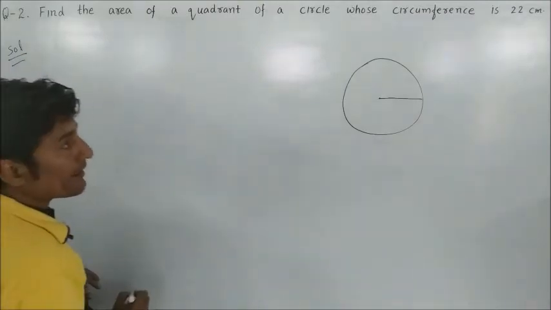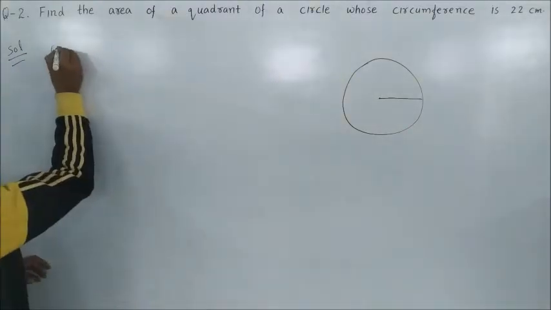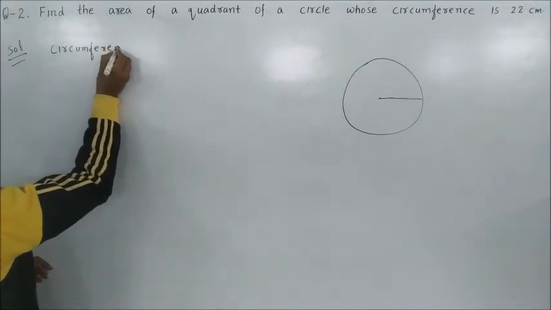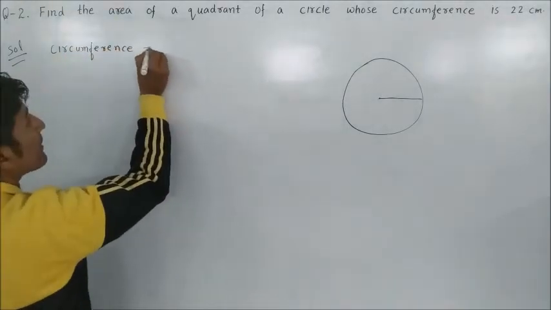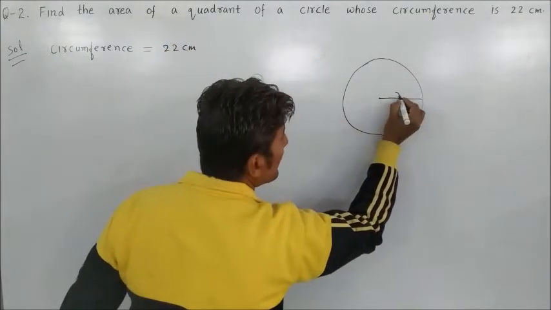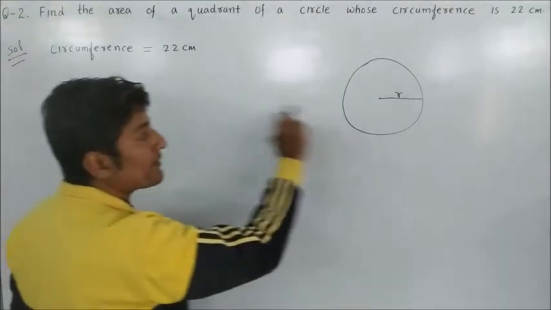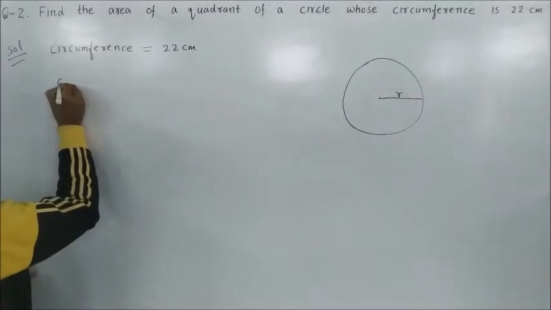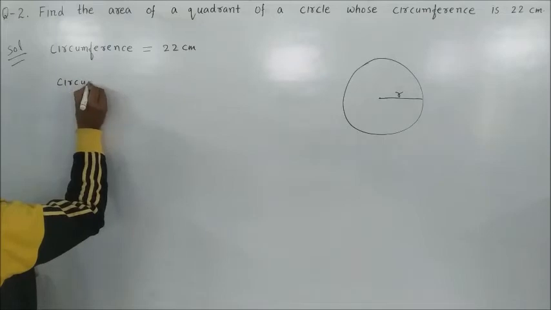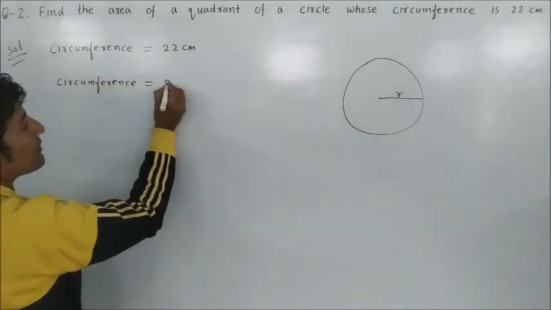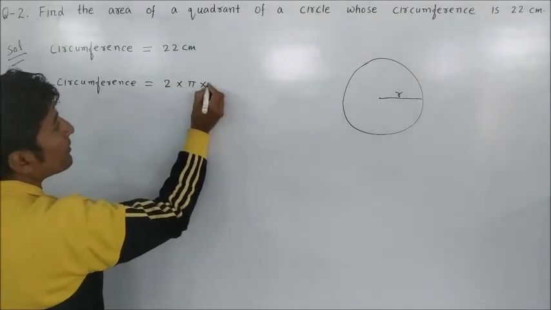Since circumference of circle is given 22 centimeter, so here we can write circumference of a circle is equals to 22 centimeter. Let us consider the radius of this circle is equals to r. So on the basis of circumference, we can find out the radius of this circle. So we can write here, as we know, circumference of circle is equals to 2 into pi into r.